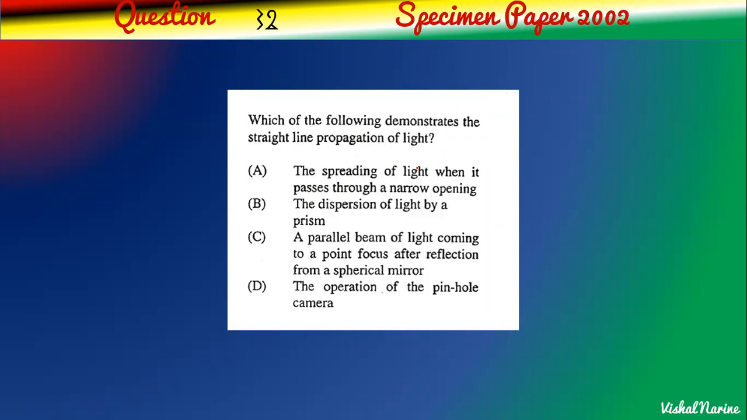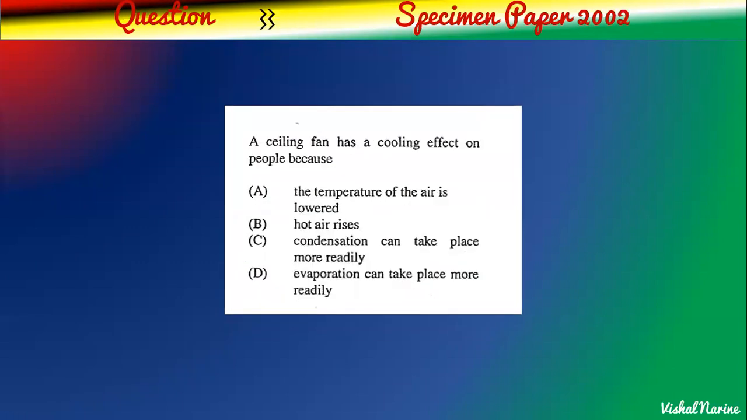All right, so we go to question 32. Which of the following demonstrates the straight line propagation of light? This here is actually the operation of a pinhole camera. The pinhole camera is showing that light travels in a straight line. 33. A ceiling fan has a cooling effect on people because.